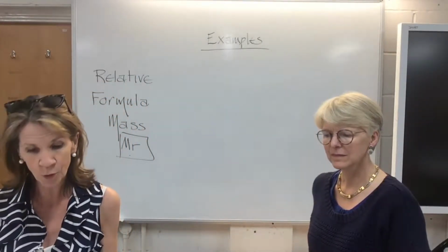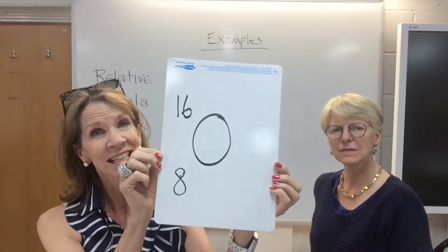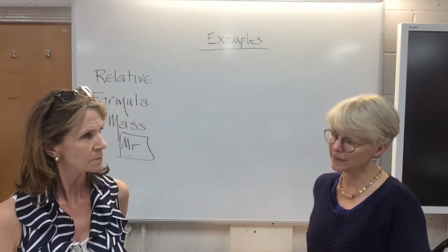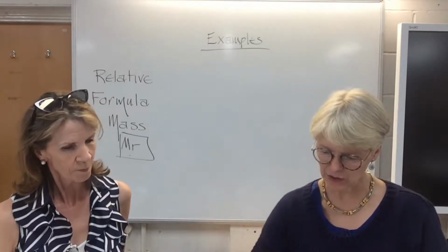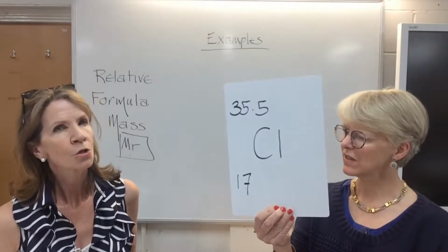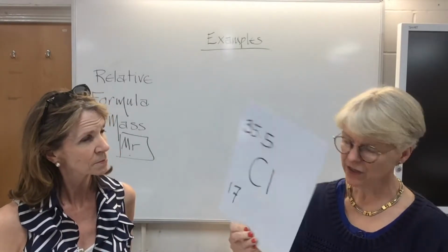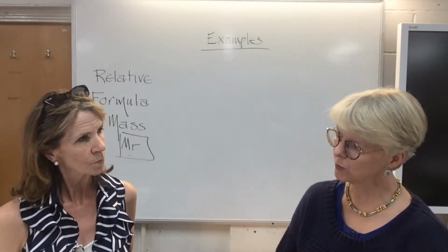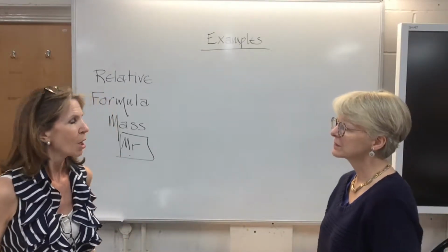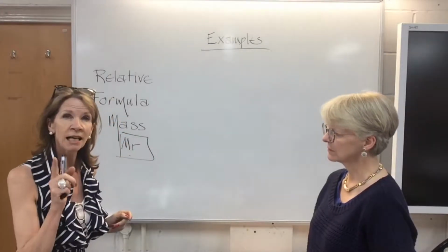For example, oxygen's relative atomic mass is 16. So are we right in saying, Ms. McLaren, it's the bigger of the two numbers on the periodic table? If I took chlorine, for example, we've got 35.5 and 17. So it would be the 35.5 because that is the larger number. Okay, so in these calculations we always use the bigger number. That is correct. Excellent.